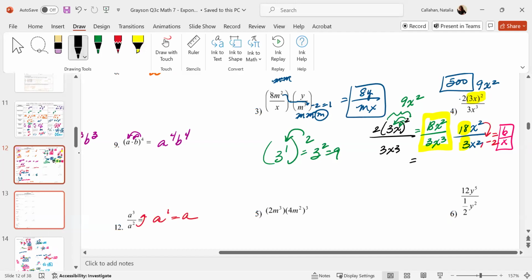The x squared transfers because the power of 2 is smaller than the power of 3. So then I subtract 3 minus 2, which gives me x to the power of 1, which is just x. Where is that x located? Next. So after that, 18 divided by 3 is 6. Where does the 6 go? On the numerator. The same thing that we got before? No, 6 over x.